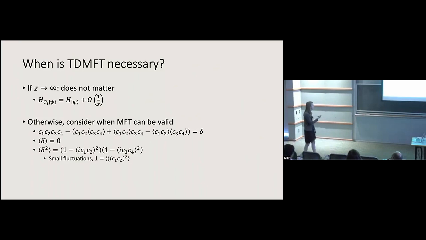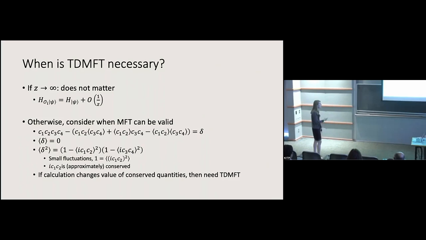So it's basically saying, in order for the fluctuations to be small, I need the fluctuations in one of these 2 operators to be small. So one of these 2 operators needs to be approximately conserved. And by that I mean it needs to be approximately its expectation value, and any constant commutes with the Hamiltonian, so it's approximately a conserved quantity. This is exactly what happens in the Kitaev case, where the B's kind of split off and are conserved. Then TDMFT becomes necessary if your calculation changes the values, moves you between sectors of this conserved quantity.